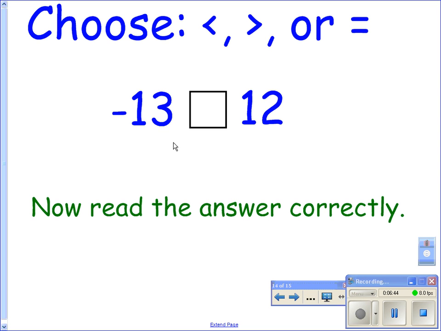Next one, -13 is greater than, less than, or equal to +12. -13 is less than +12. Last one, -2 is greater than, less than, or equal to -1. Since -2 is farther to the left on the number line, it's going to be less than -1. -2 is less than -1.